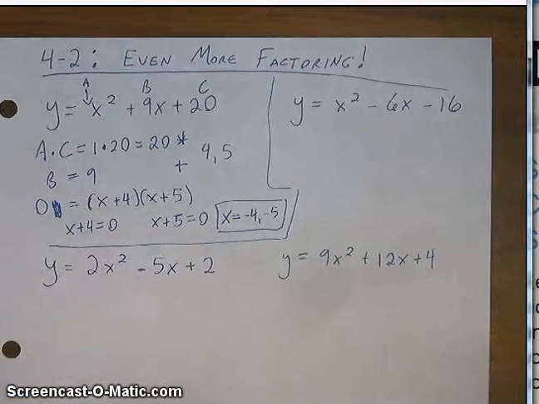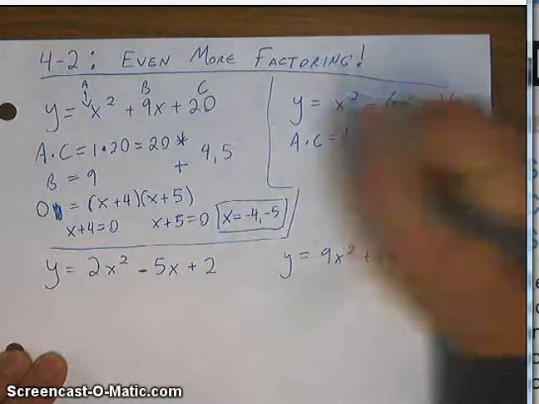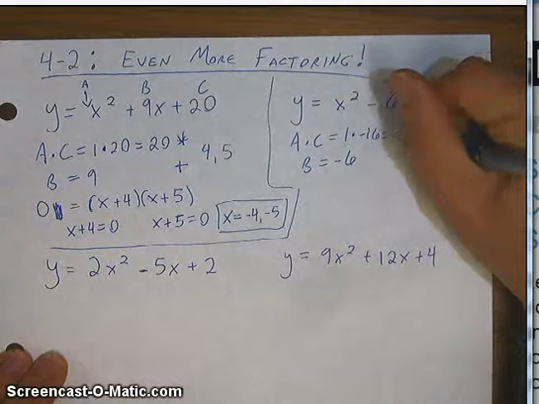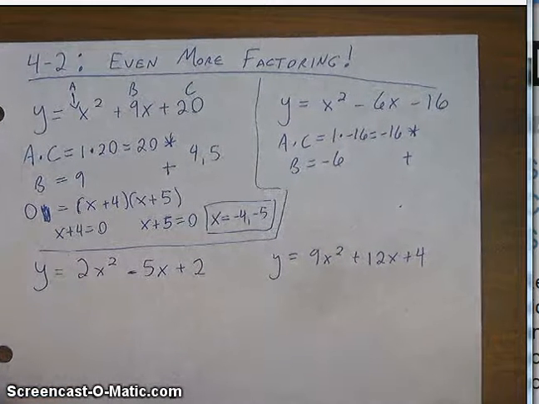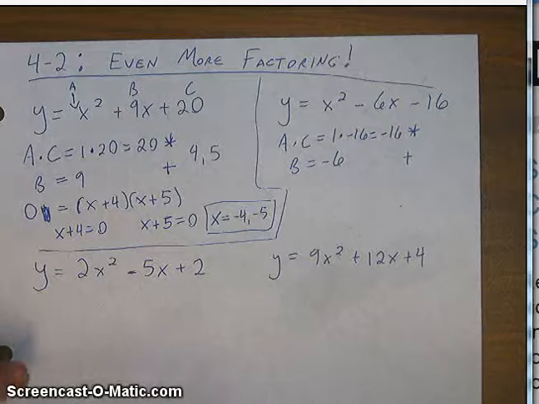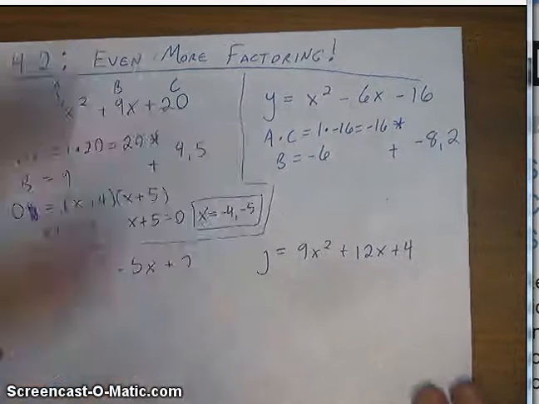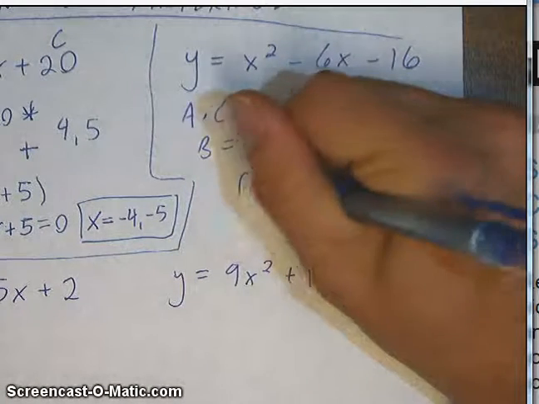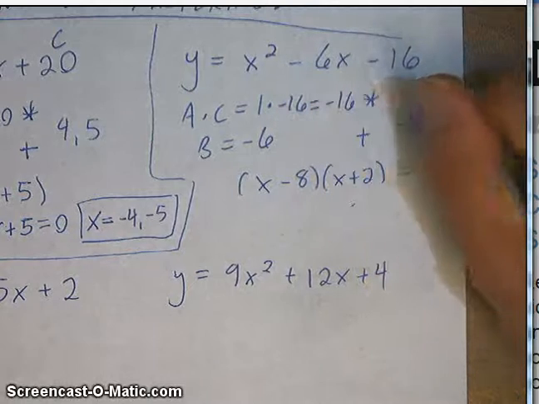Same thing over here. We've got x squared minus 6x minus 16. I want to know a times c, which in this case is 1 times negative 16, and I also want to know b, which is negative 6. I'm looking for two numbers that multiply to negative 16 but also add to negative 6. So the numbers that pop in my head are negative 8 and positive 2. So when I rewrite this in factored form, I'm going to write x minus 8 times x plus 2 equals 0.